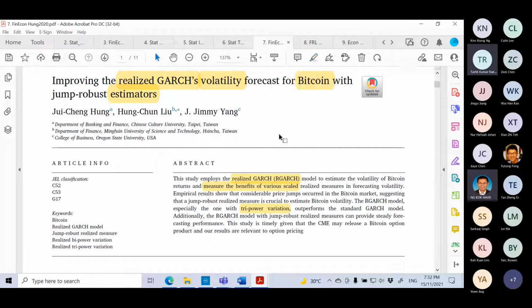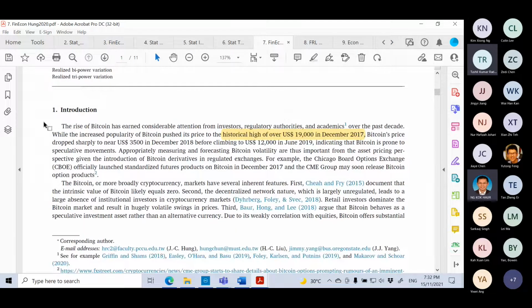So the people need to mention why they only study Bitcoin. Why is it important to study Bitcoin? Okay. So in this paper, they mention why they begin with Bitcoin, because the price has very high jumps, and it can climb very fast or drop very fast. So this is why people are interested in studying the variation of Bitcoin data.